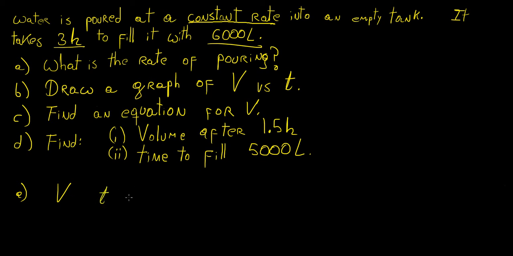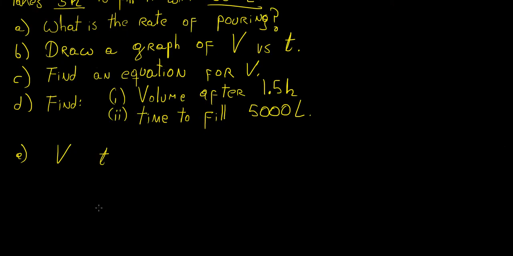All right, so that means that we should be able to model this as some sort of relationship between those two variables. So question A is asking, what is the rate of pouring? Well, think about it this way. Let me just make a little table here, with V on this side. At time 0, the volume is 0 because the tank was empty. Then at 3 hours, the volume became 6,000. So that was how much water was in the tank after 3 hours.